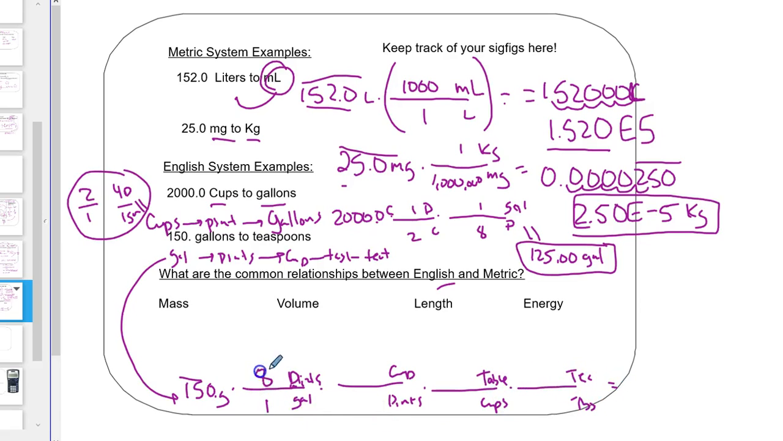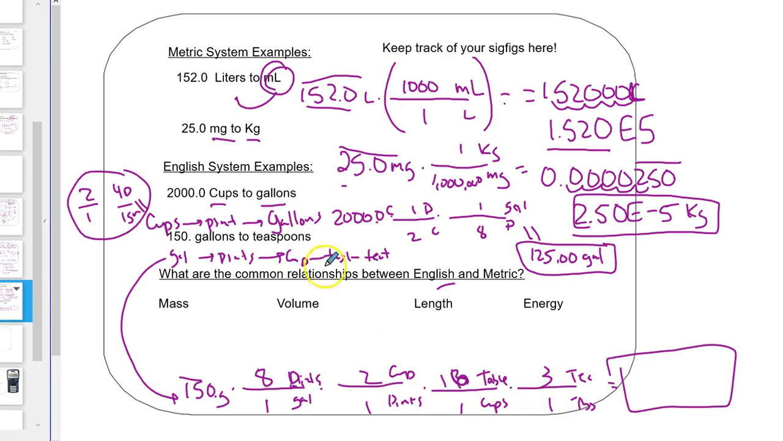1 to 8. I made that one up because I know 2 of them. 1 to 2. 1 to 16. That's an unusual one. And 1 to 3. And again, you can just imagine how much more difficult this is than the metric system. I'm not going to bother mathing this out. You can do it if you'd like.